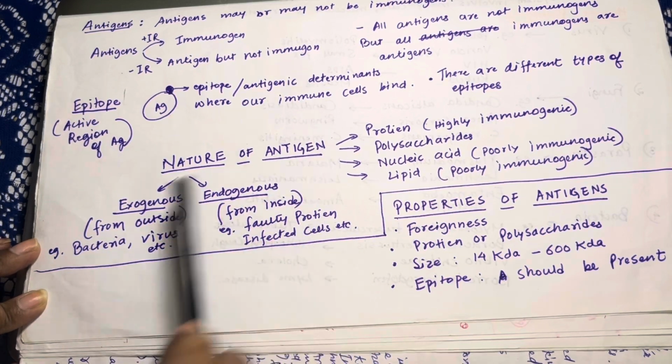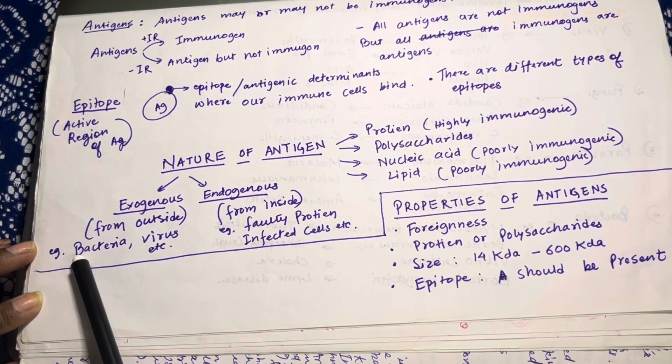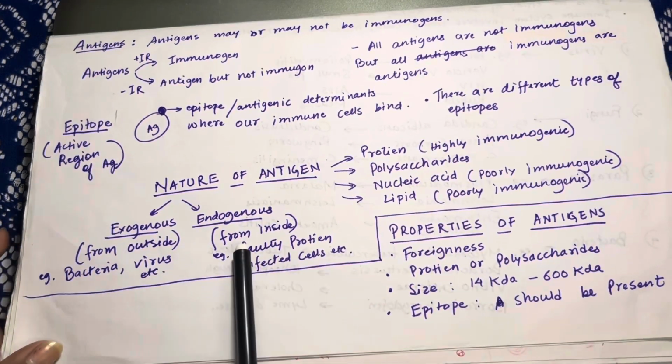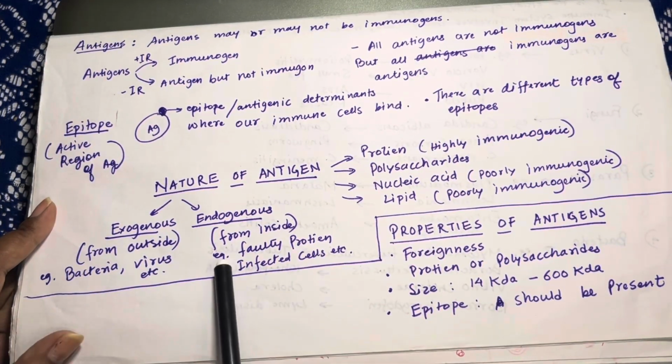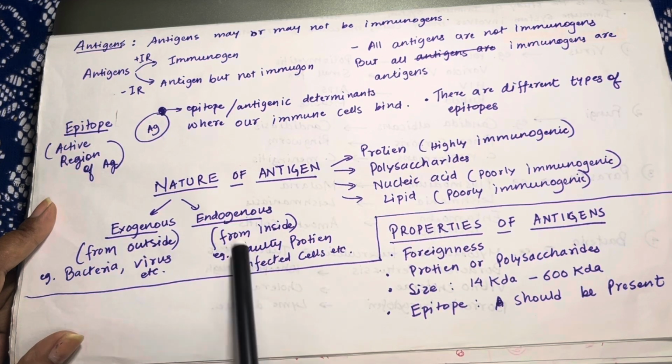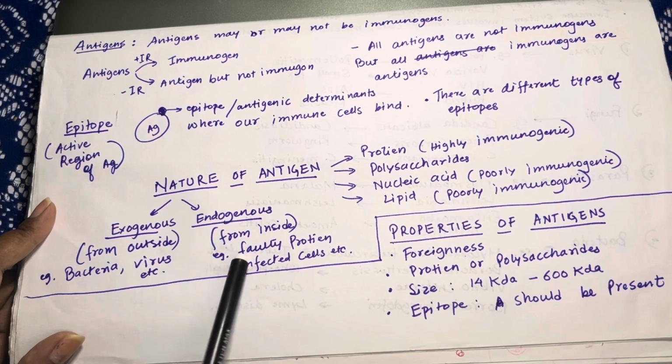Exogenous antigens means from outside of the body, like bacteria, virus, etc. Endogenous antigens means they will be from the inside of the body, like a faulty protein, any defective protein, infected cells, etc., which can be harmful, which are not normal.